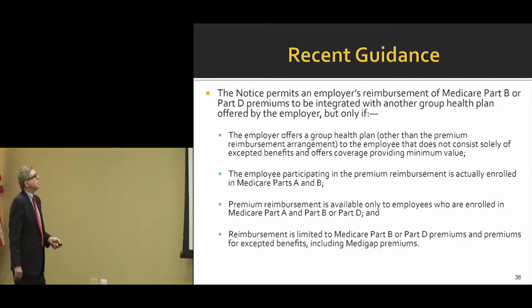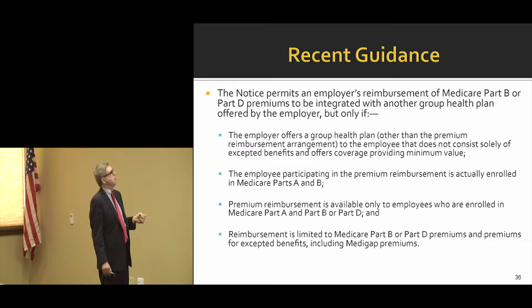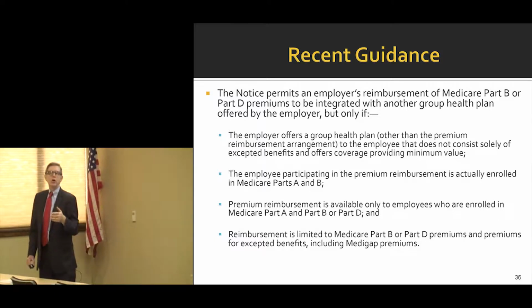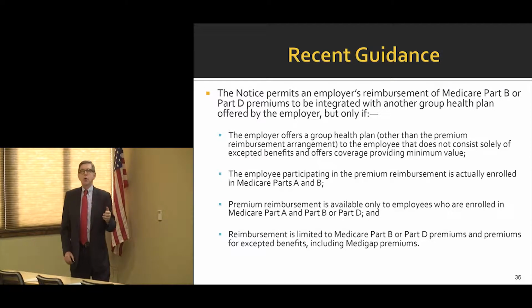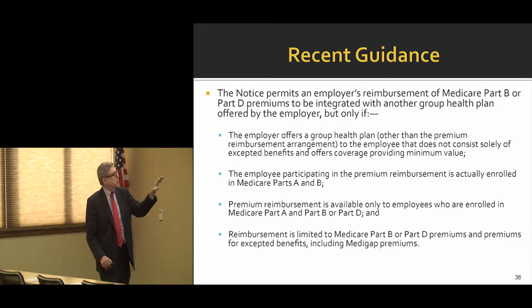Also, for Medicare, the notice permits an employer reimbursement of Medicare Part B and D premiums to be integrated with another group health plan, but only if the employer offers a group health plan, and the employee participates in a premium reimbursement and is actually enrolled in Medicare Parts A and B. Premium reimbursement is available only to employees who are enrolled in Parts A and B, and the reimbursement is limited to Medicare Parts B and D. Now, remember, there are Medicare secondary payer rules. If you're an employer of 20 or more, if you do this, you're in violation of the Medicare secondary payer rules. So this only applies to smaller employers. So you can reimburse employees for these premiums.